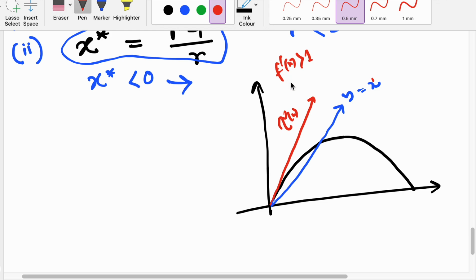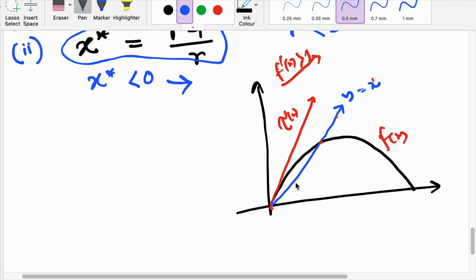You see that when f prime x is greater than 1, there will be two fixed points, because the identity line crosses, cuts this f(x) two times. One is 0 and the other is any positive point.